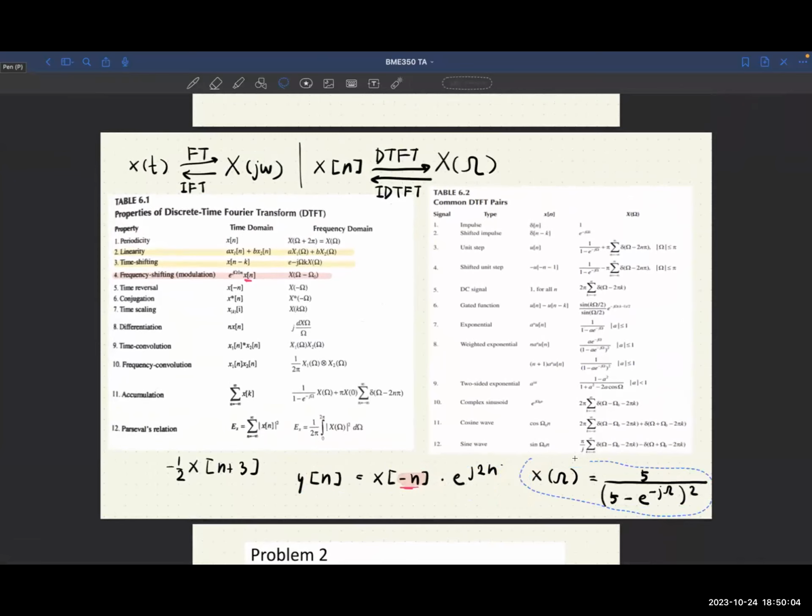Anyone would like to help me see what are the related properties or pairs to this signal that we have? I give you a hint. Look at table 6.2. The weighted exponential? Or wait, no, sorry. Just the exponential.